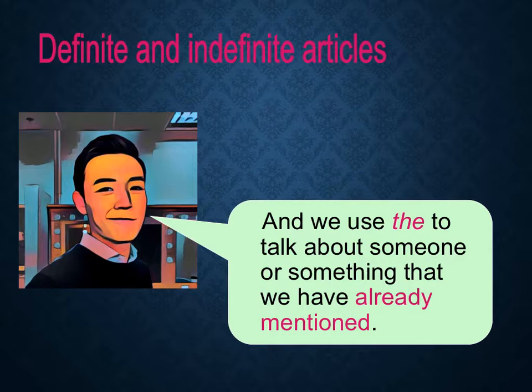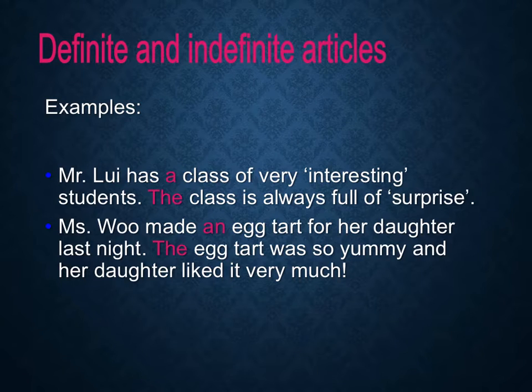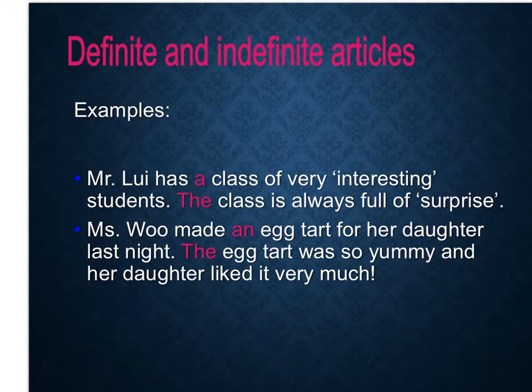And also we use the to talk about someone or something that we have already mentioned. For example, Mr. Lei has a class of very interesting students. The class is always full of surprises. The class, because I have talked about a class, so for the second time we can use the. And also, Miss Wu made an egg tart for her daughter last night. The egg tart was very yummy, and her daughter liked it very much. The egg tart, because the egg tart was mentioned before, so the second time we can use the.